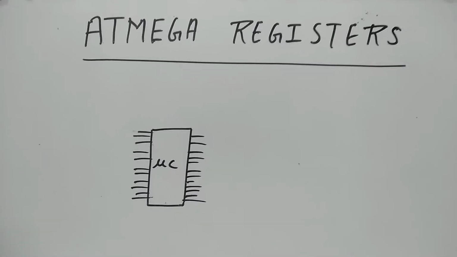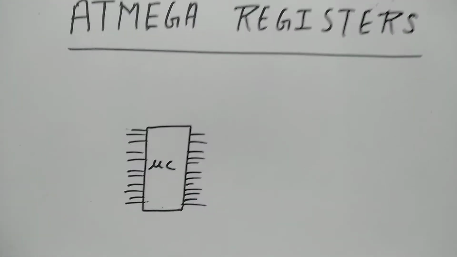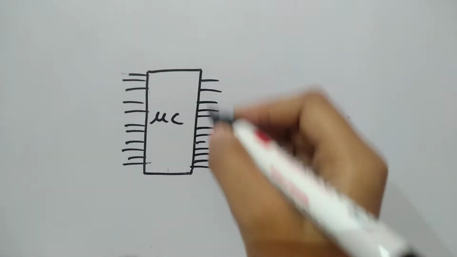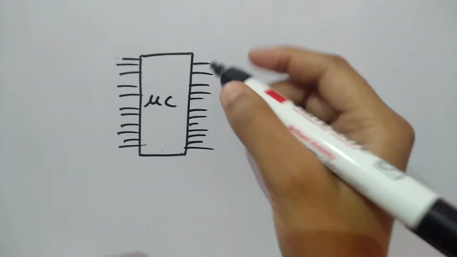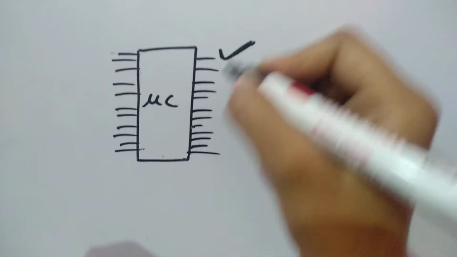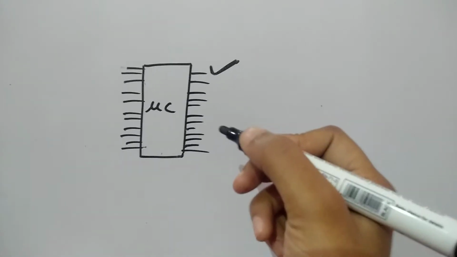In this video, I'll talk about Atmega registers. I mean registers of the Atmega. So suppose this is your microcontroller, and these are the pins you can see. And if you want to configure this particular pin, like if you want to use this pin, there are many ways by which you can use this pin.